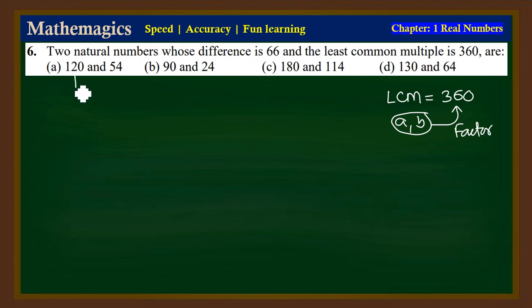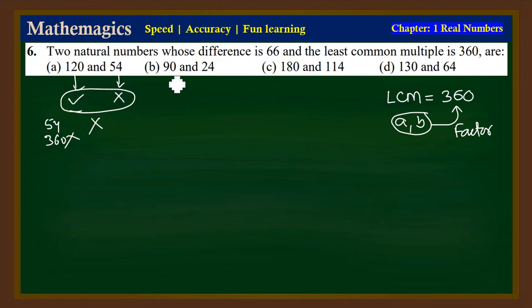120 is a factor of 360, that is very good, but 54 cannot be a factor of 360, because if I calculate the 54 table, then 360 will not come. So in this case, as one is a factor and the other is not a factor, it is not a correct answer.